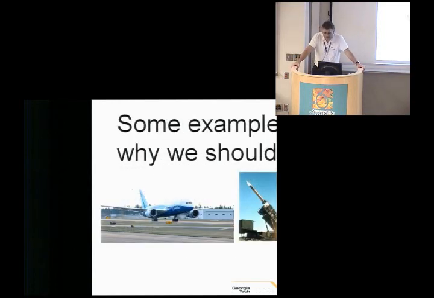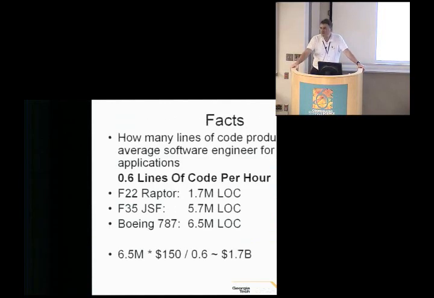In terms of applications, these are the ones I'm interested in. Aircraft, missiles, rockets, for different reasons. So for the aircraft, it's because of the money involved. The productivity of a software engineer working on the avionics systems of an aircraft is about 0.6 lines of code per hour. That's everything included, okay? Of course, we talk from idea to operation. 0.6 line of code per hour.